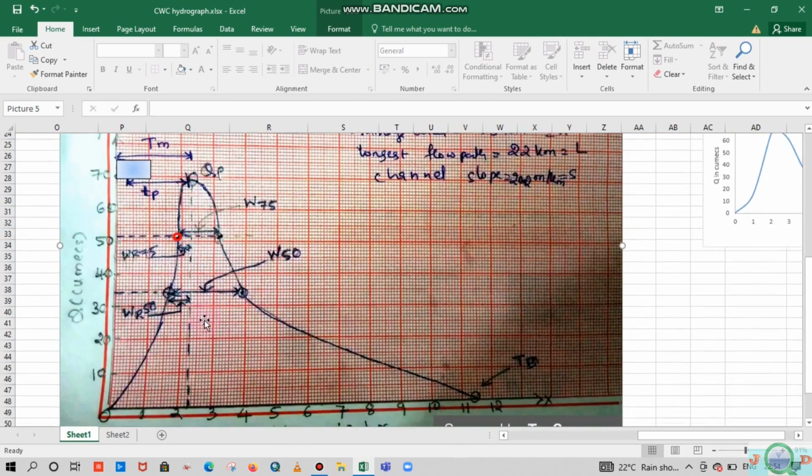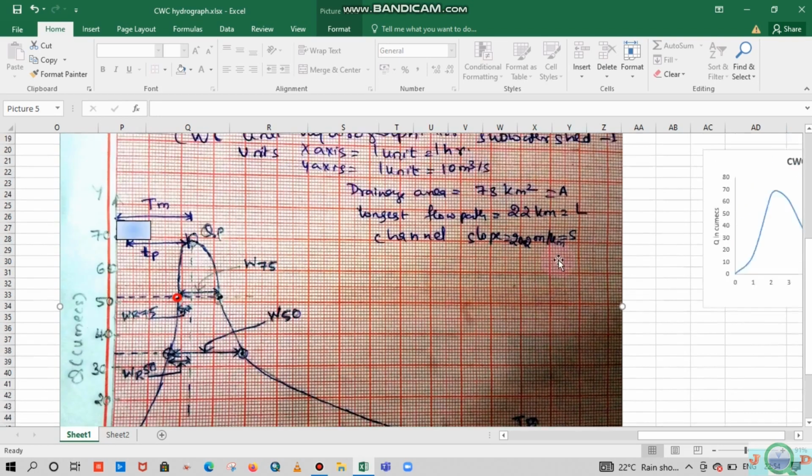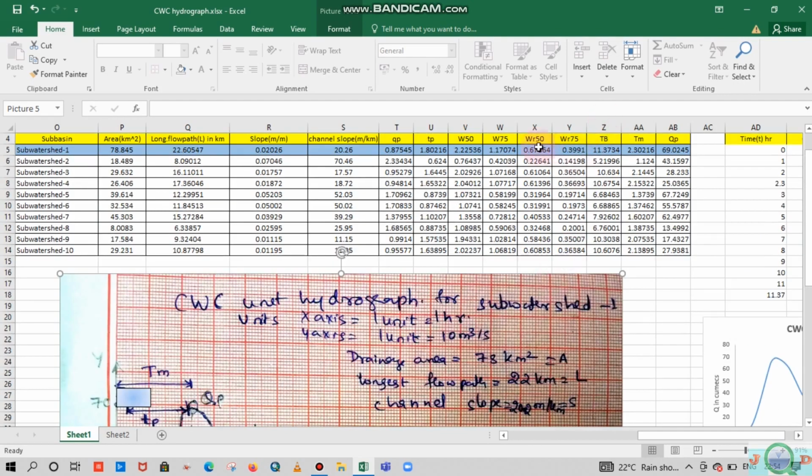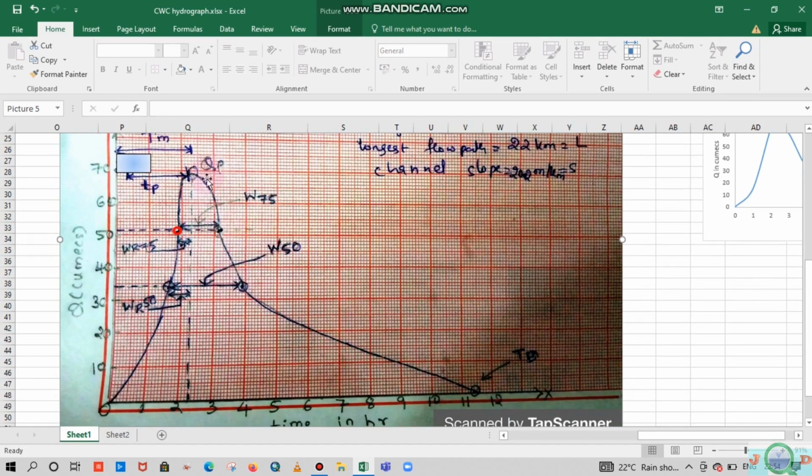So here you can see from this WR50, I highlighted this point W50 for 2.22 meters, which is 2.22 hours. And similarly for W75, from the WR75 point I marked this W75 width, it is 1.17. So here you can see 1.17.